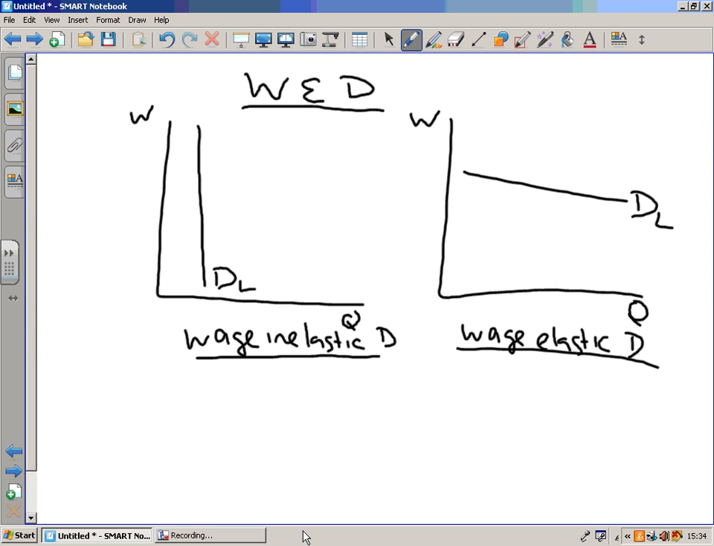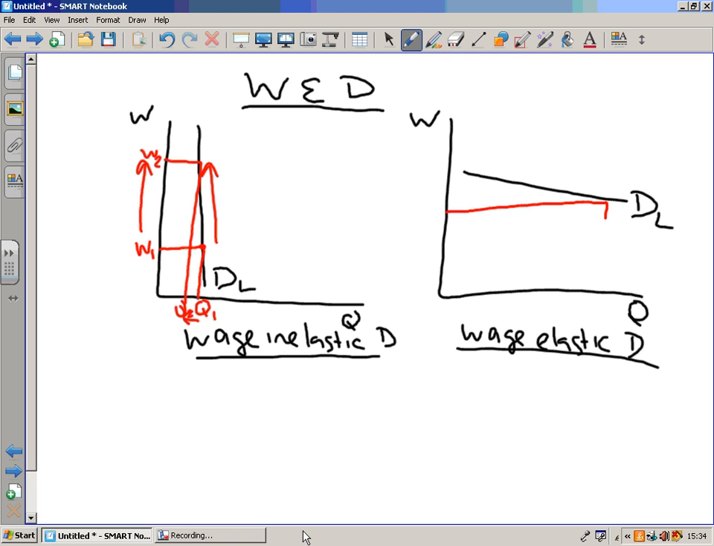Let's imagine at W1 Q1, Q1 people have been employed. If wage rate shoots up to W2, demand for labour only falls a small amount. We'll think about why this might be the case in a minute.